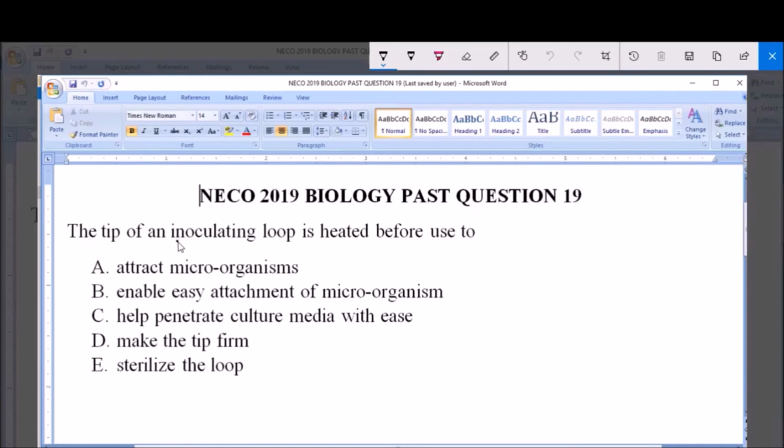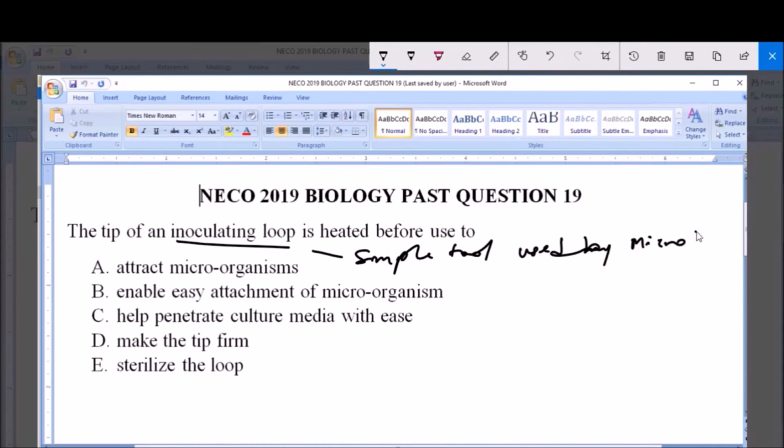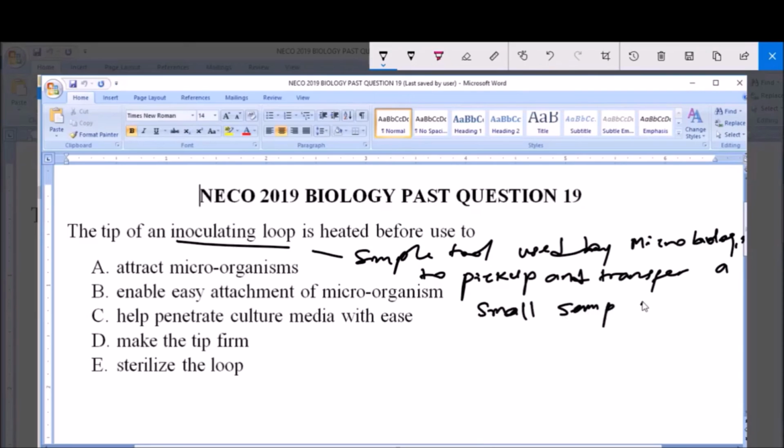An inoculating loop is actually a simple tool used by microbiologists to pick up and transfer a small sample from a culture of microorganism. Now, this is what an inoculating loop is.